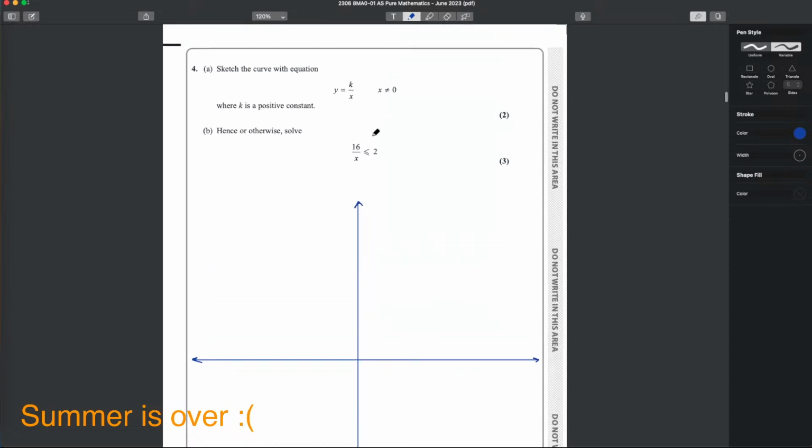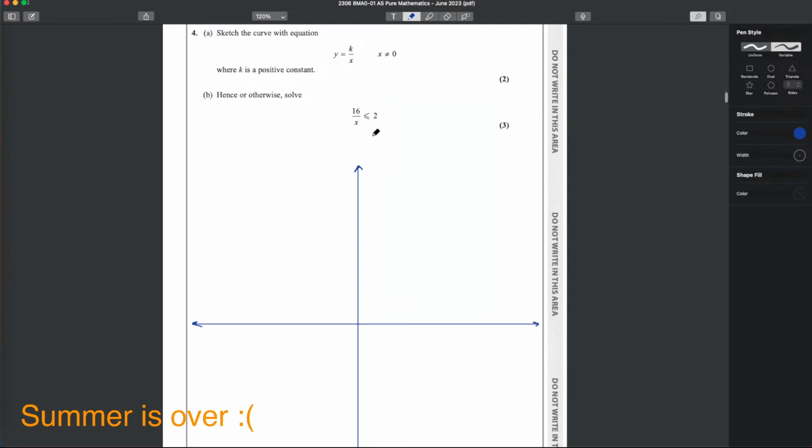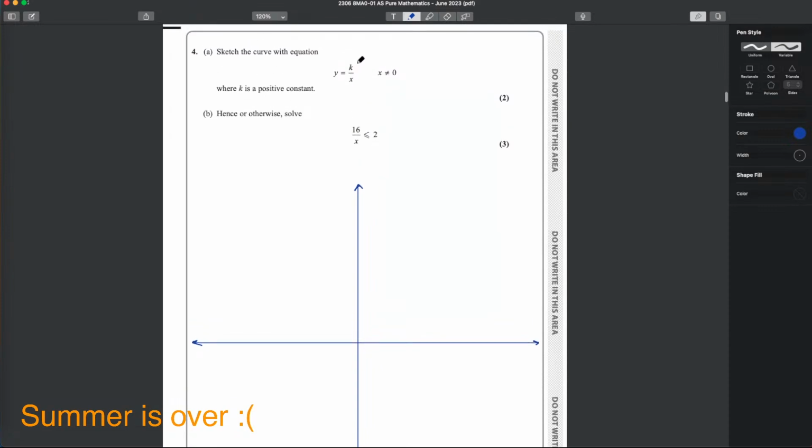So it says sketch the curve with equation y equals k on x. So we don't have any specific values, so we're just going to get the rough shape.